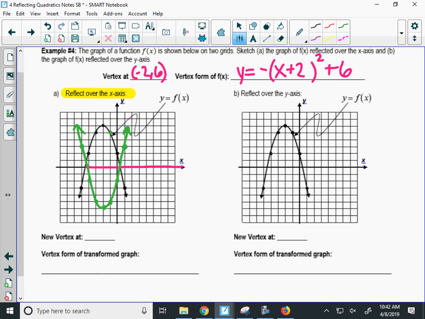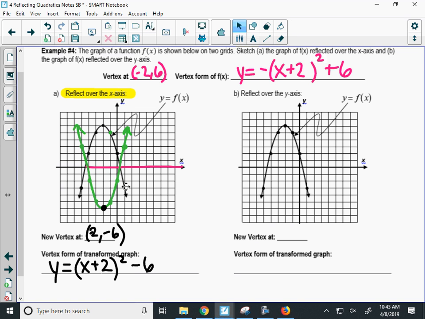All right, now let's write this vertex form of this graph. So the new vertex, when I reflect it, is right here. That is at 2, -6. It's opening up this time. So when I write the vertex form, I don't need a negative. My vertex is at, oh, I'm sorry, it's at -2, -6. So my parentheses will be x +2 squared -6.